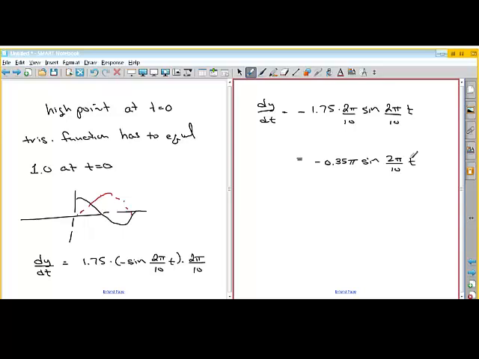Let's check the book. Okay. Yeah. I did something I've marked off for you guys before. 2 over 10 is 1/5. So we could simplify that down to pi t over 5. Otherwise, everything's good.